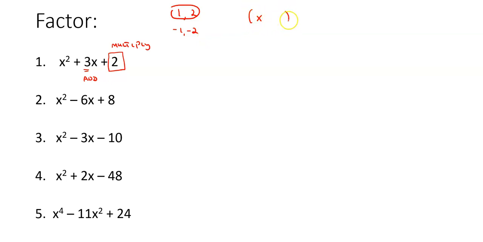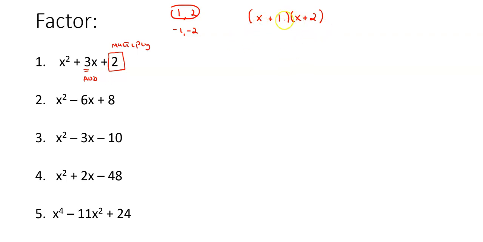I set up my two parentheses. First one we said was positive 1. Second one we said was positive 2. So I factored x squared plus 3x plus 2. How do I know I did it right? I could always FOIL it back.